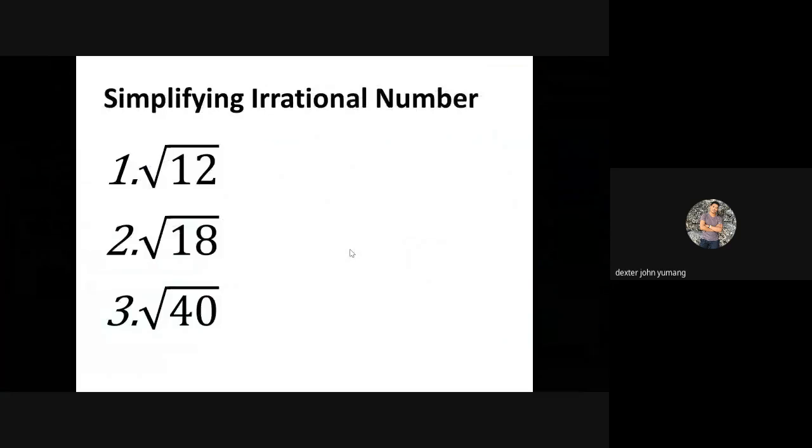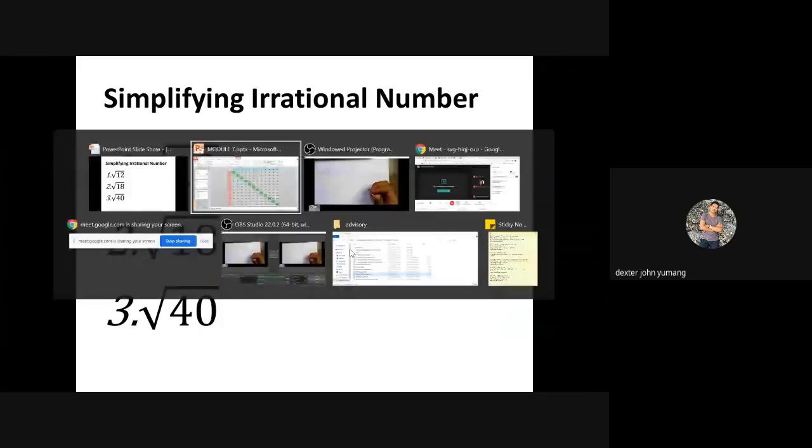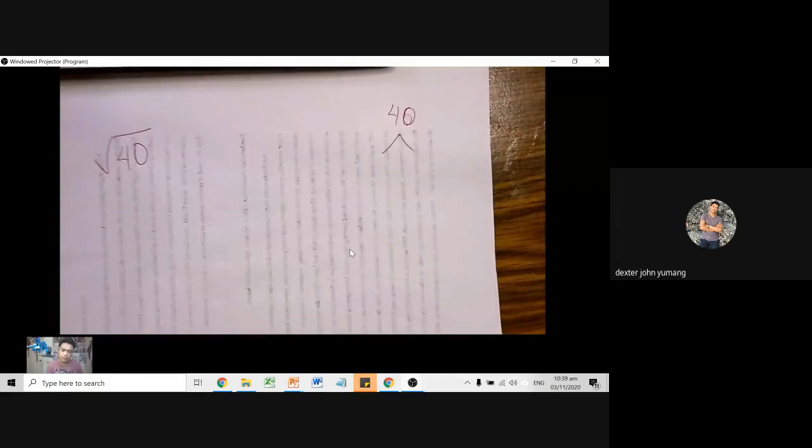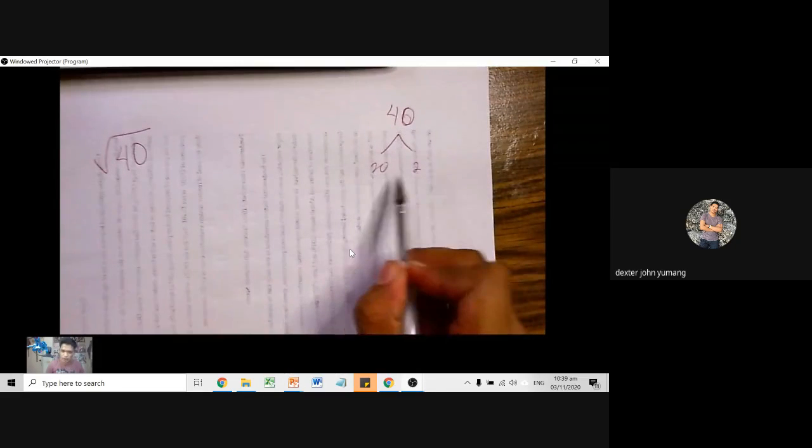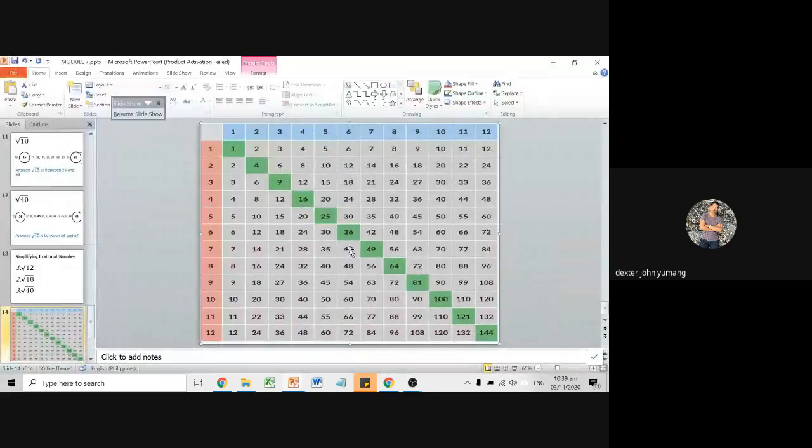Next given. We have square root of 40. Now, ano po ang mga numbers na pwede i-multiply sa 40? 20, sir. 20 at saka 10. 20 times 2. Tama? 20 times 2 is 40. Pero, may perfect square ba dyan sa 20 and 2? Kung balikan yung multiplication table. Wala, oh, wala. 20 is not. Si 2 din is not. Ano kaya?